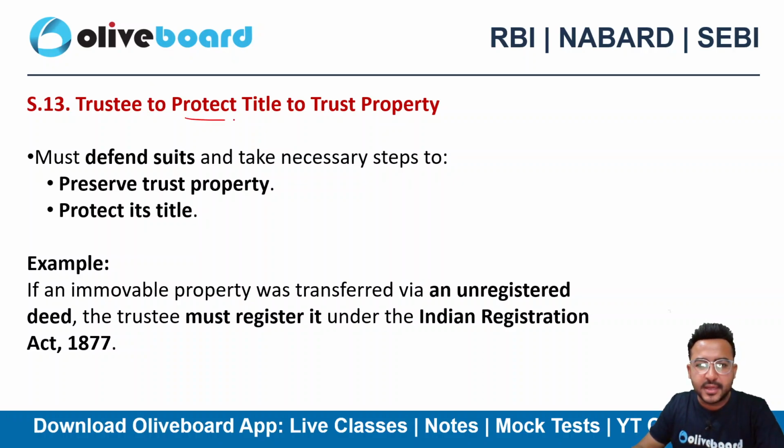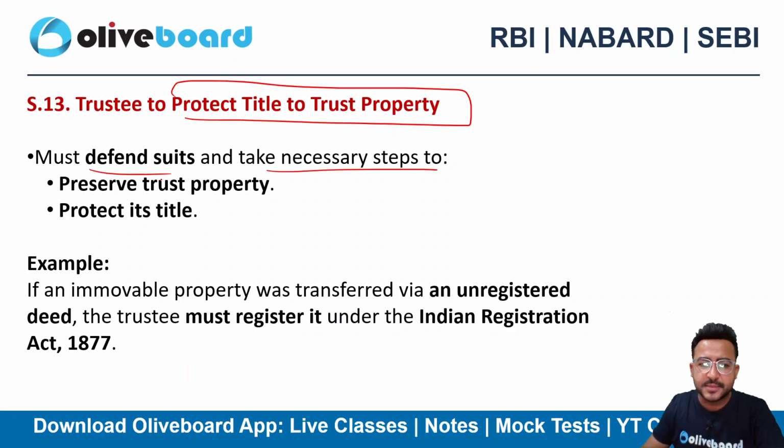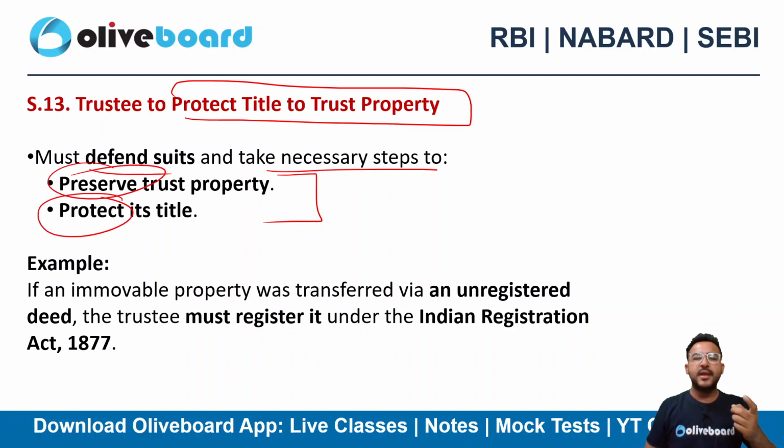The trustee must protect title to trust property, so he must defend suits and take necessary steps to preserve the trust property and to protect its title. So preservation and protection of the title of that particular land or any other property, maybe it can be immovable, maybe it can be movable. Preservation and protection is the duty of the trustee here, right?